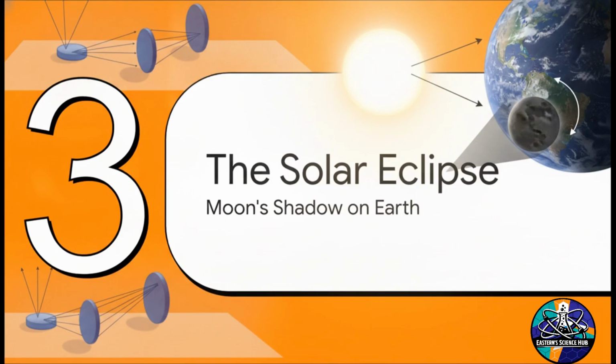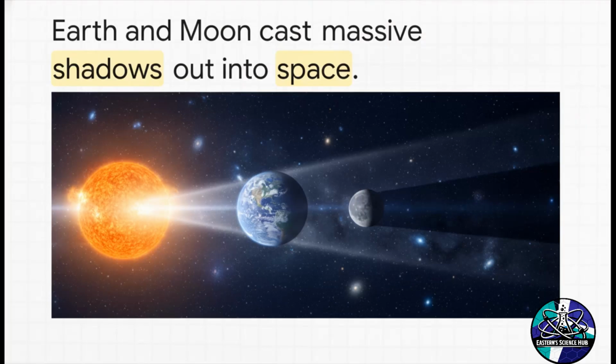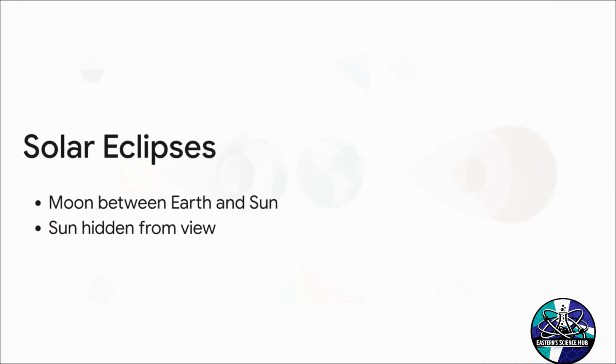Section 3. The solar eclipse. A planet or moon is, fundamentally, just a giant opaque object. Because the laws of physics are universal, the exact same mechanics of the umbra and penumbra apply when these massive bodies interact with sunlight in the vacuum of space. The Earth and the Moon are constantly casting massive, cone-shaped shadows out into the solar system. And this brilliantly illustrates the mechanics of a solar eclipse.